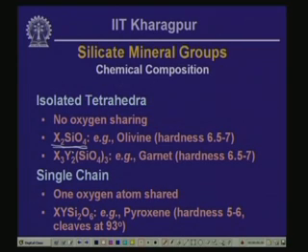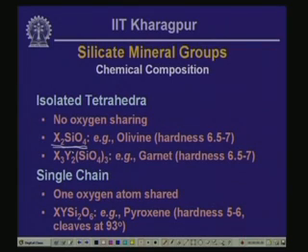By the way, I want to mention here that isolated tetrahedra are perhaps the hardest and the most stable minerals of the silicate family of minerals. Now, you can see that olivine has a hardness of 6.5 to 7, and garnet also has a hardness of 6.5 to 7.